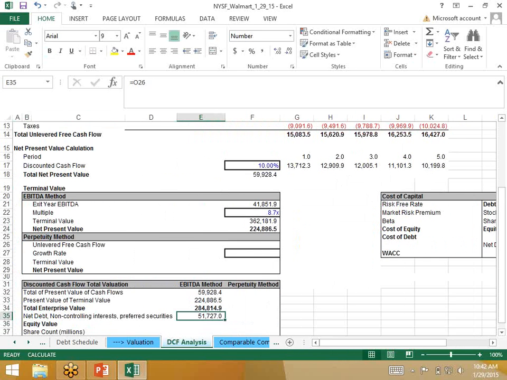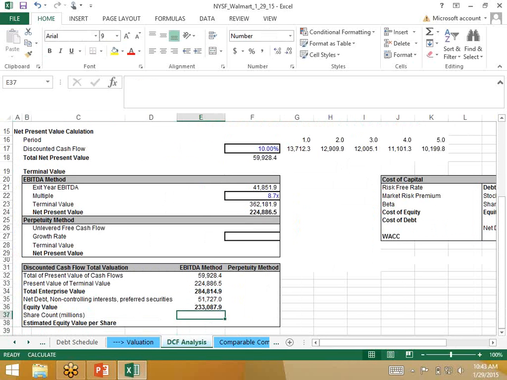Based on our total value of the business, what's the equity value? Just a different way of looking at it. The equity value is the total enterprise value minus the net debt, right? Equity value plus net debt is enterprise value. Enterprise value minus net debt is equity value. Right?